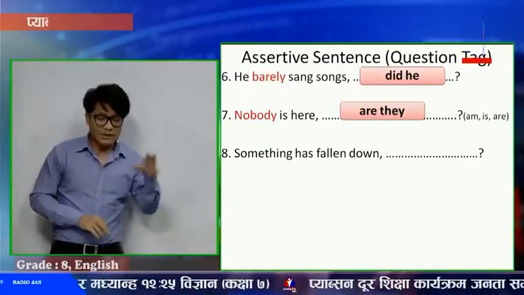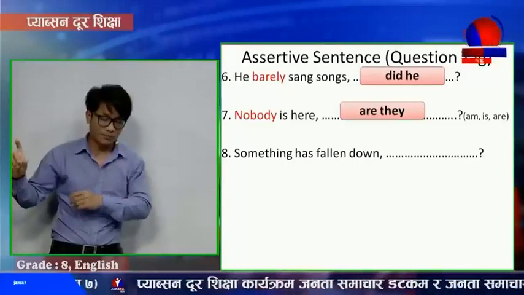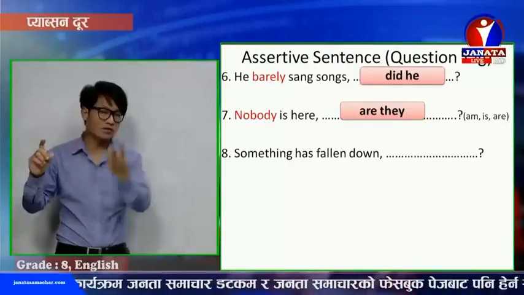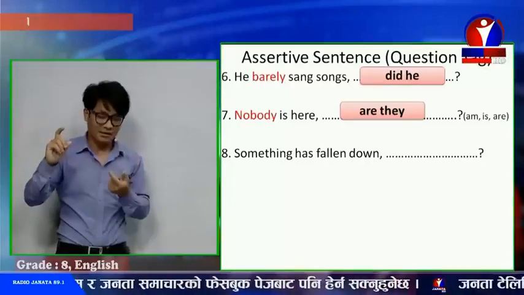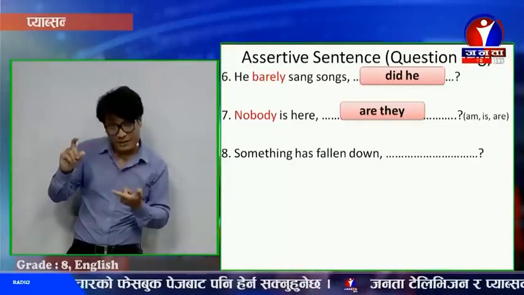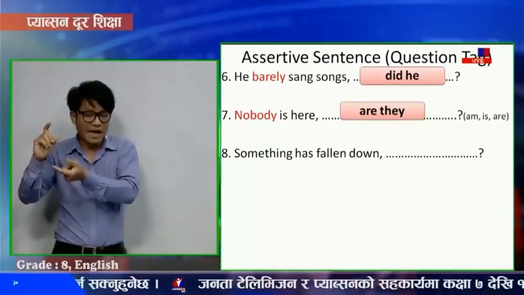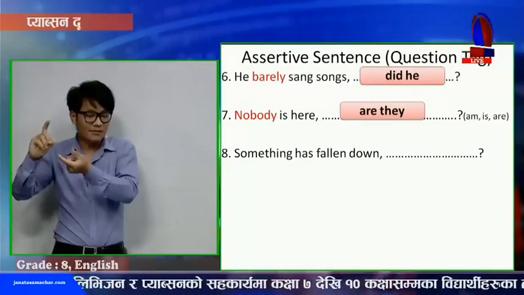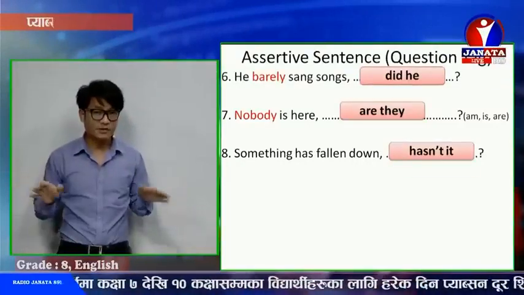So, something has fallen down. Something should be changed into the pronoun it, and there are the auxiliary verbs has and have. So the pronoun it takes has. As this statement is positive, the question tag should be negative. Something has fallen down, hasn't it. The answer is hasn't it.